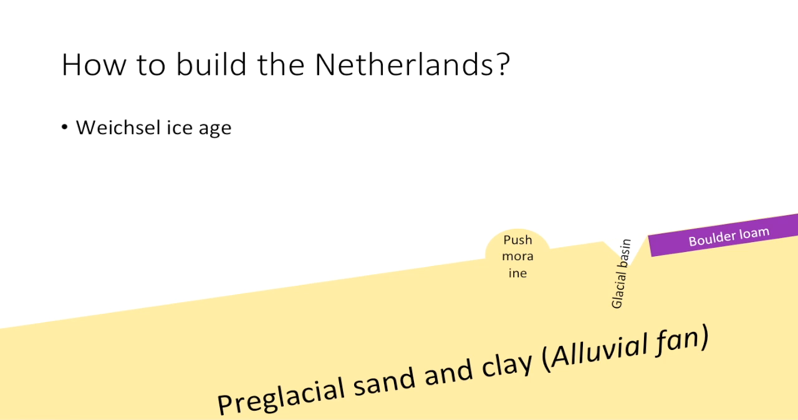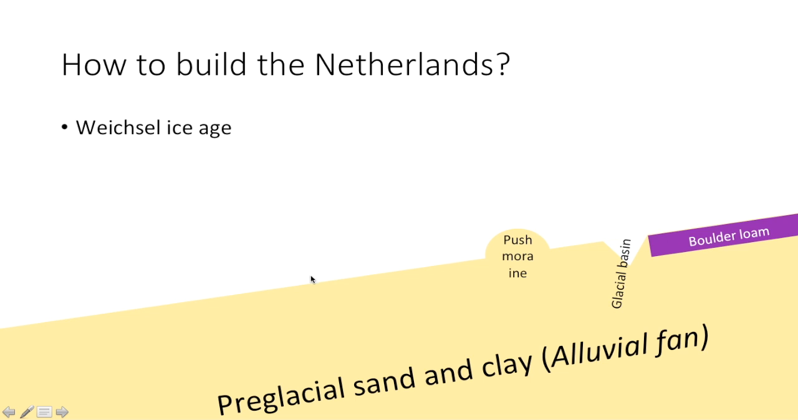Okay, so this is our setup that we got from the Saale Ice Age. We've got a push moraine over here. Some erosion has gone on, and there is some glacial basin which is filled up. Let's say this is the IJssel basin and this is the Veluwe. Let's make it easy. And then there is a large portion of the Netherlands covered in boulderloam.